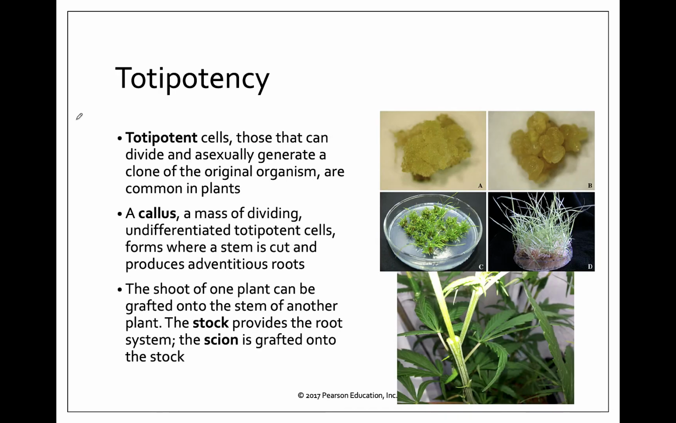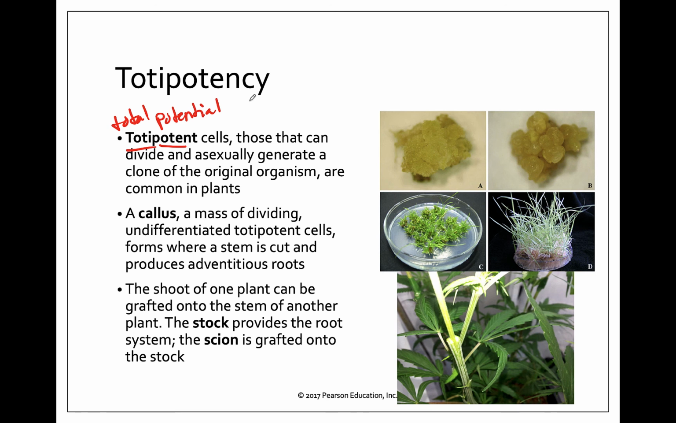Plants often have cells that are called totipotent cells. And when you break this word down, this is toti for total and potent for potential, meaning that these are stem cells that can divide asexually through mitosis and then clone themselves into a completely new individual. So this is one way of asexual reproduction.